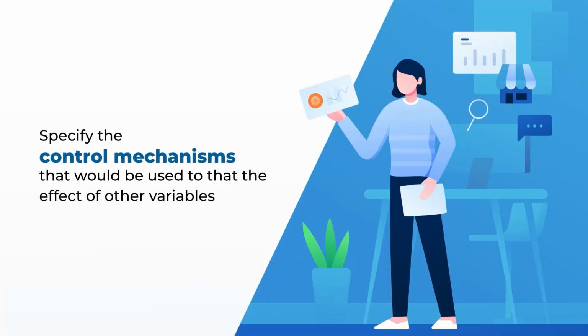We should also be able to, through a research design, specify the control mechanism used to study, so that the effect of other variables that could impact the outcome of the study have been controlled. So you're studying certain variables, the dependent and the independent variable, but there are confounding or extraneous variables. We should be able to put in control mechanisms that will control the impact of those variables.